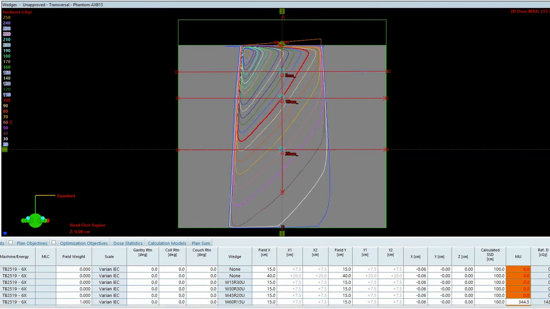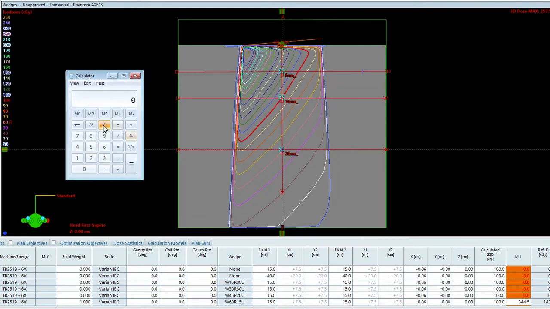For the 60 wedge, I'm at 344.5. So if you want to calculate a wedge factor, you take the dose at depth with a wedge divided by the dose at depth without a wedge. Well, we're normalizing our doses, right? I'm forcing the computer to give me 100 centigray at depth. So instead, we can take a ratio of the monitor units.